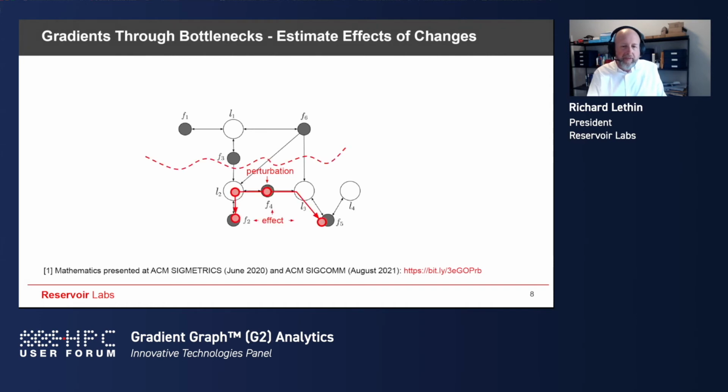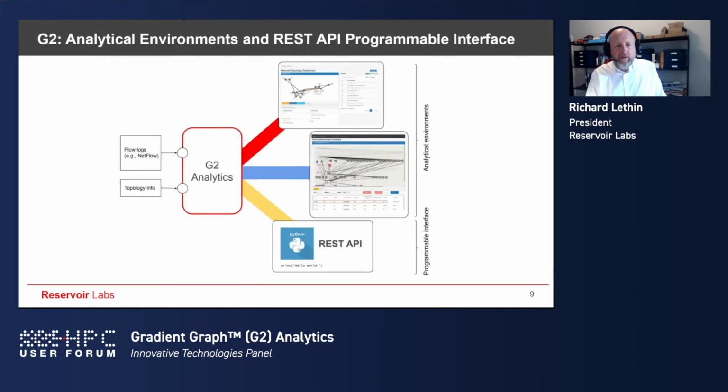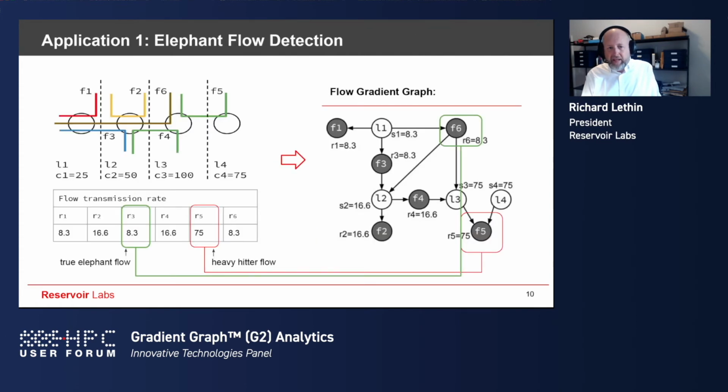F4 is a flow, and look at how that affects the performance of other flows. And we can do that very quickly and in a localized fashion because we have this bottleneck structure computed from the logs. So the way the system works, we take topology info in on the left along with flow logs. We run our algorithms, and there are various ways to interface to that, user interfaces and also a programmable REST API. So what is this good for?